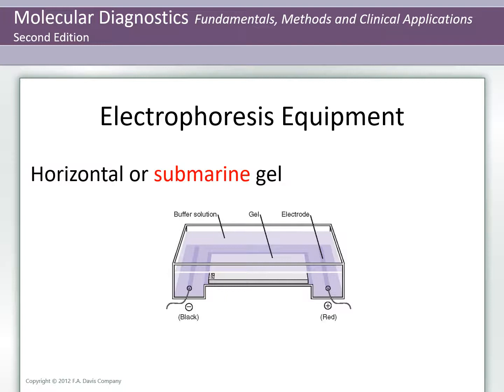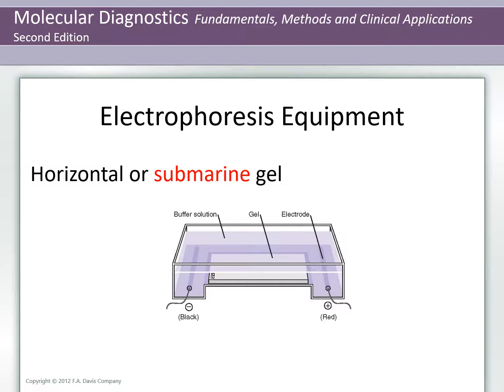The next component of electrophoresis, one that probably is the most important, is the electrophoresis equipment itself. Gel electrophoresis is performed in one of two conformations, horizontal or vertical. In general, agarose gels are run horizontally and polyacrylamide gels are run vertically.